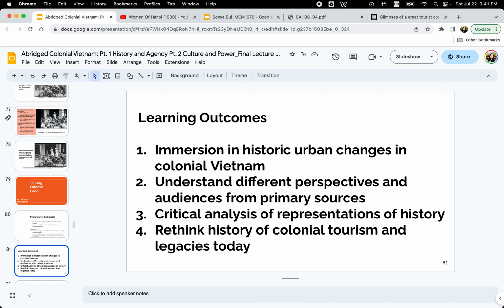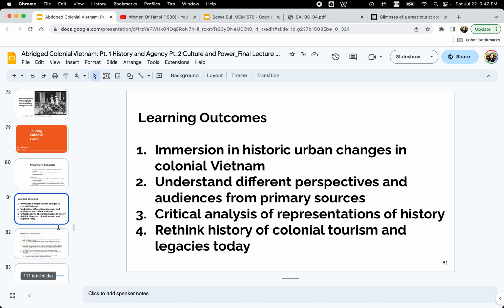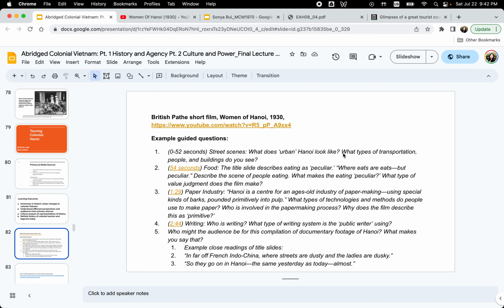The learning outcomes here are first to immerse oneself in historic urban changes in colonial Vietnam. Second, to understand different perspectives and audiences from primary sources. Third is to critically analyze different representations of history. And fourth is to rethink the history of colonial tourism and its legacies today. So as you click through the sources, you can get a better sense of what they are. I have a few guided questions.